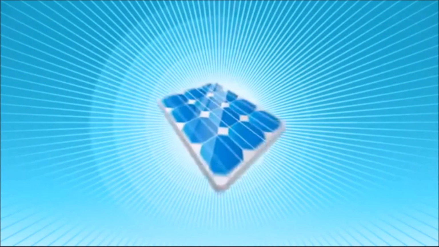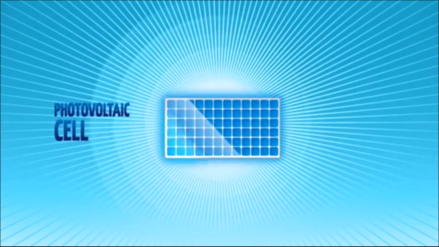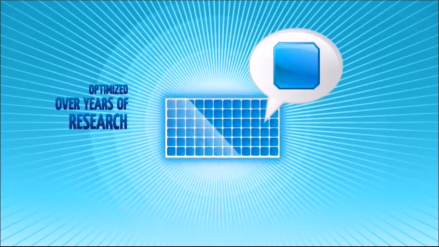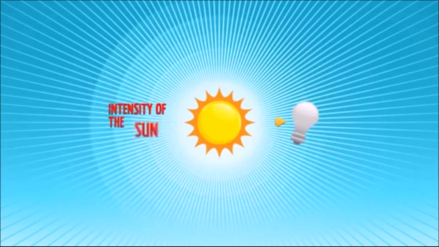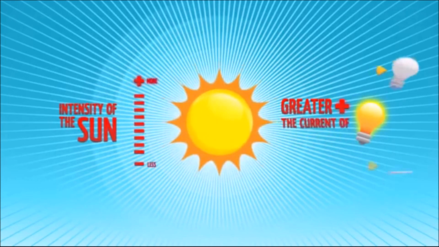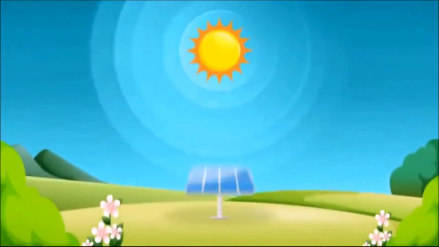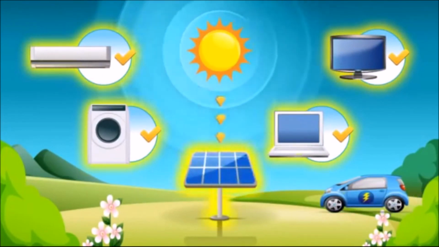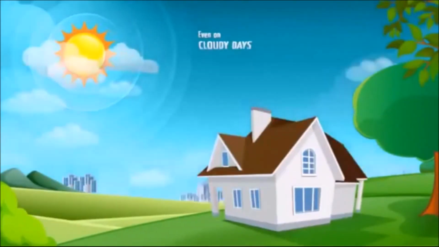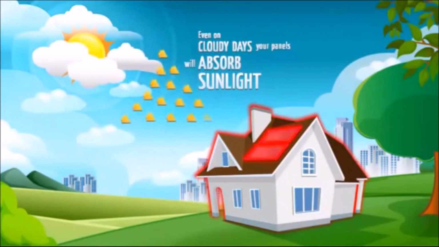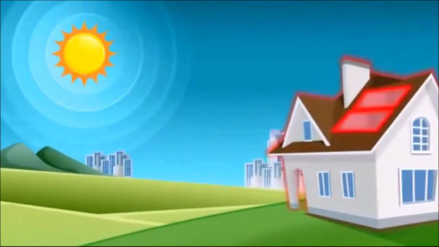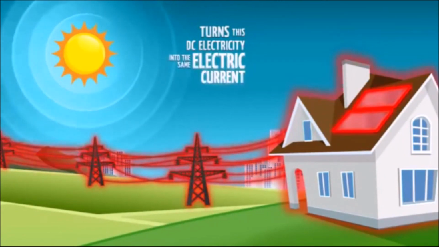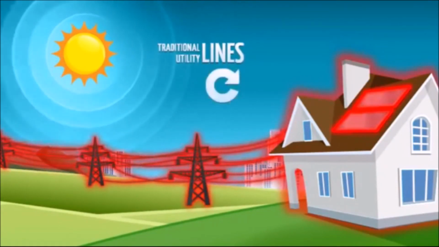Solar electricity is generated using photovoltaic cell technology that has been optimized over years of research. Simply put, the greater the intensity of the sun, the greater the current of electricity. Solar panels collect sunlight and turn it into direct current or DC electricity. Even on cloudy days, your panels will absorb sunlight. The system's inverter then turns this DC electricity into the same electric current that comes from your traditional utility lines.